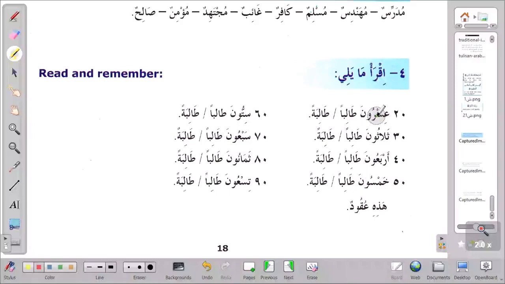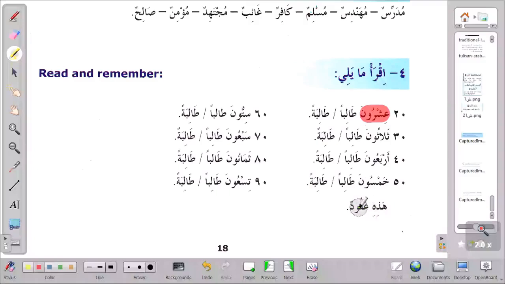He's saying that when we use them, they can be used for both masculine and feminine. I can say Ishruna Taliban, 20 male students, or Ishruna Talibatan. That's why he put a slash. I can say Arba'una, whether masculine or feminine is correct. Arba'un, Khamsun, Sittun can be used for both. So Ishruna is 20, Thalathuna is 30, Arba'una is 40, Khamsuna is 50, Sittuna is 60, Sab'una is 70, Thamanuna is 80, Tis'una is 90.